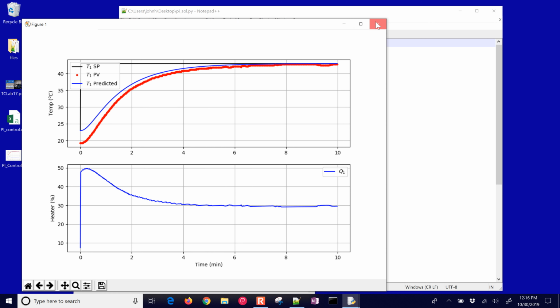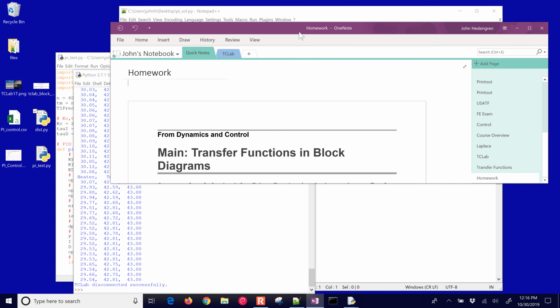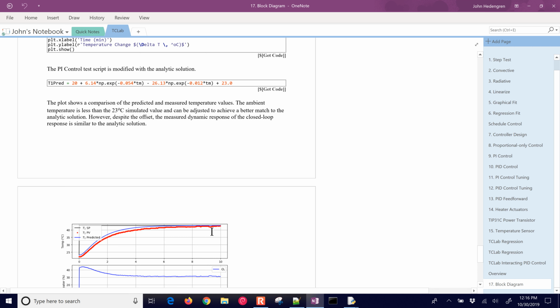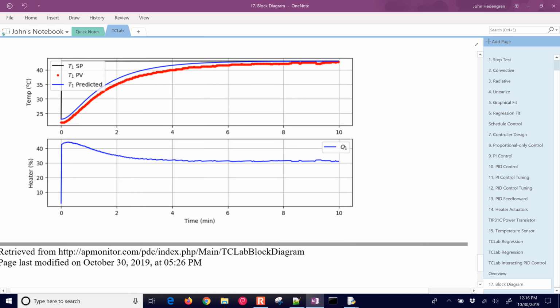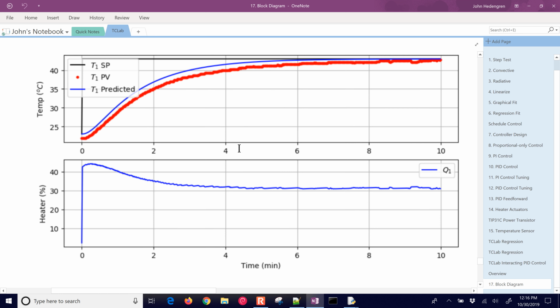I ran it another time as well. I'll just show you that solution here at the very end. So here's another time that I had run it. Again, fairly close between the analytic solution and the measured values there. Okay, so the predicted is the analytical solution.